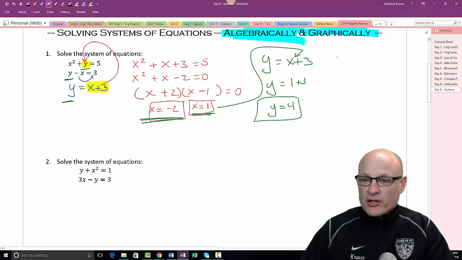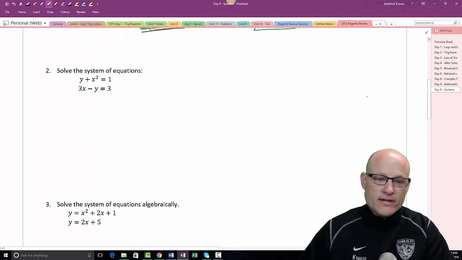And then we'll plug in the negative 2 into y equals x plus 3. Y equals negative 2 plus 3, or y equals 1. Done. Move up.